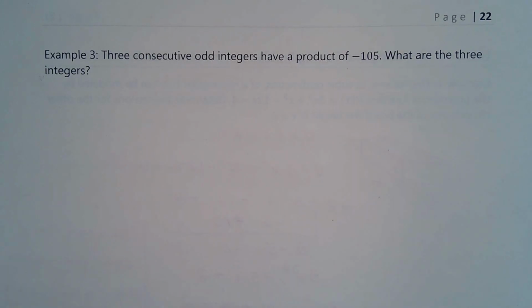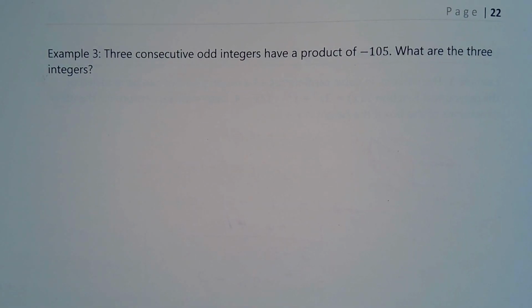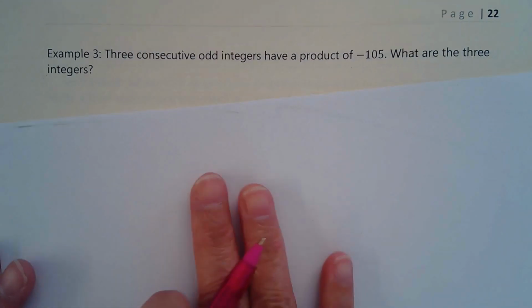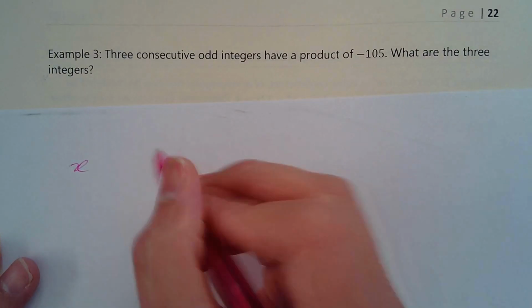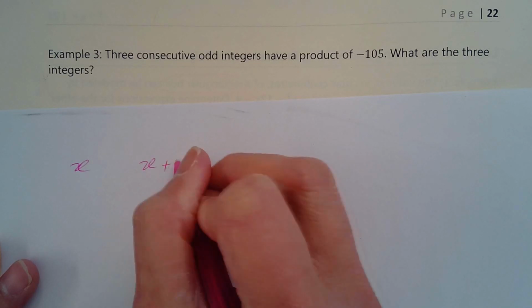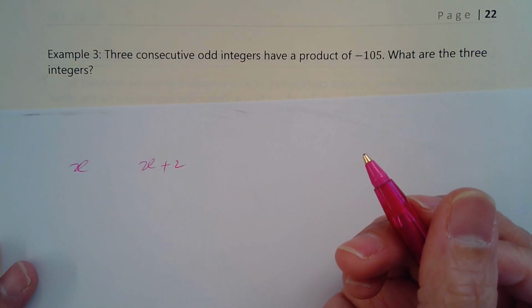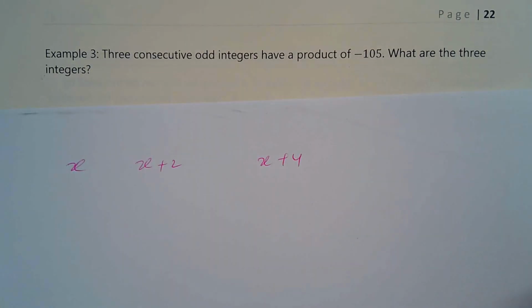What about if we take the first one as x and the second one x plus 1? Oh, I think your thinking is on the right track. Because if you say x, and then the other one would be x plus 2, x plus 4, okay, good.